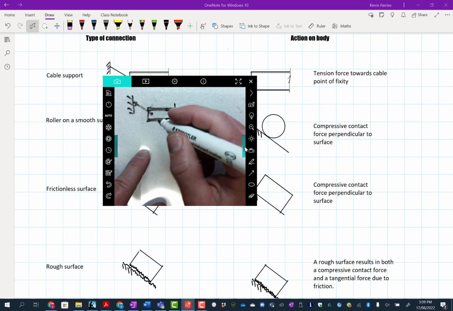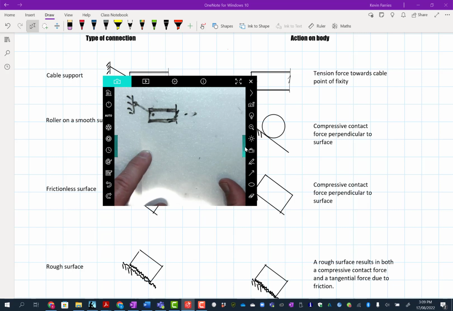And so for this one, it's the directions it can't move in. That's where there's a force. Now you've got to be careful with this one because it could move this way, because it's just a cable, so that cable can go slack, so it could go this way. Okay, so that's the first one.